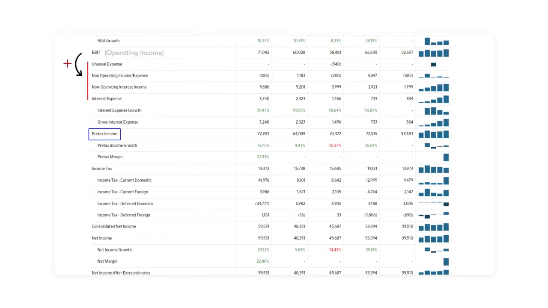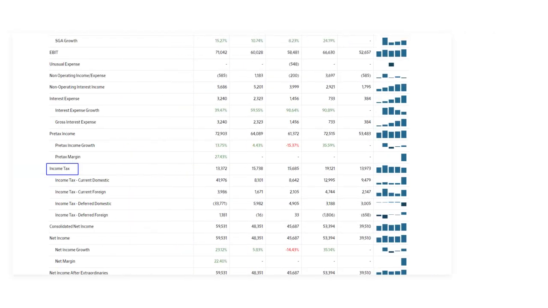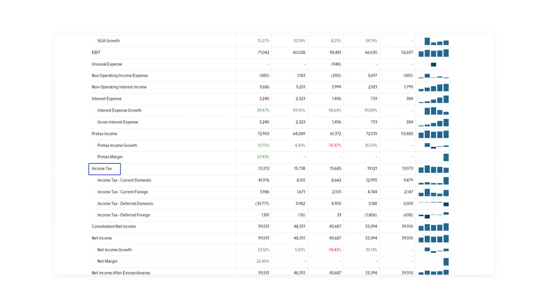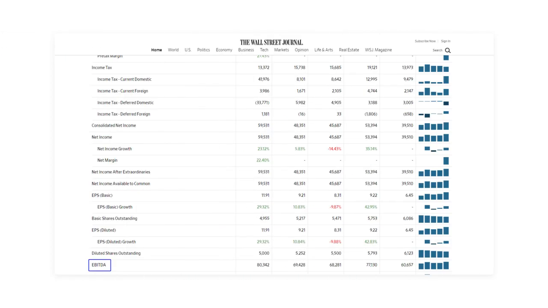Pre-tax income, profit before tax. To get its value, add the amount, non-operating interest income plus interest expense, to the operating income, and the non-operating income expense value. Income tax, the amount of tax paid. Net income. EBITDA is profit before tax, interest expense and depreciation.